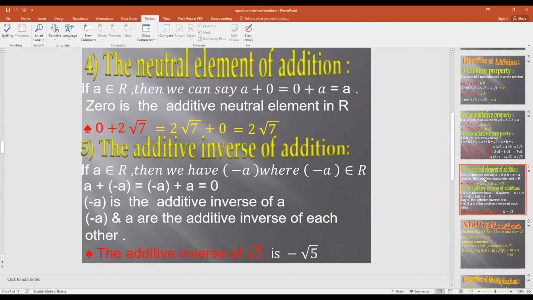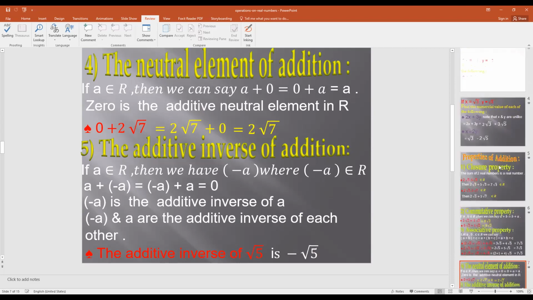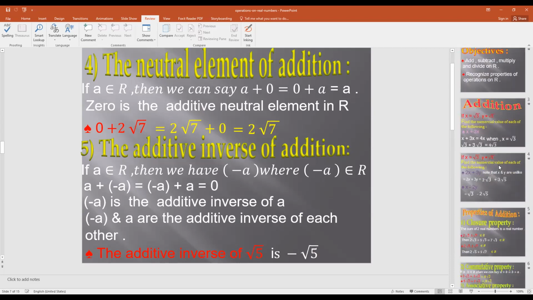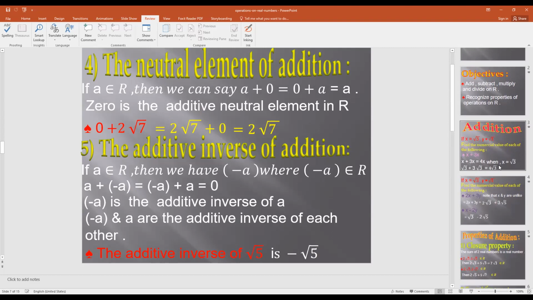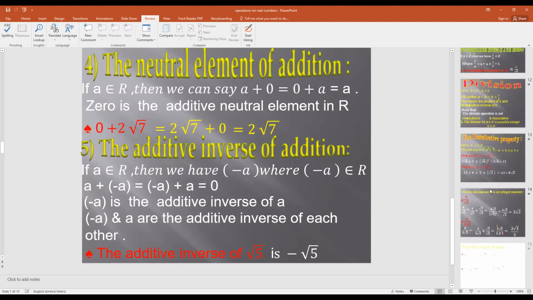Remember that 0 is the additive identity element and 1 is the multiplicative identity element. For the additive inverse, I take the opposite sign of the number. For the multiplicative inverse, I put the reciprocal of the number. If I have 3, it will be 1 over 3. Here I can add, subtract, multiply, and divide on real numbers.